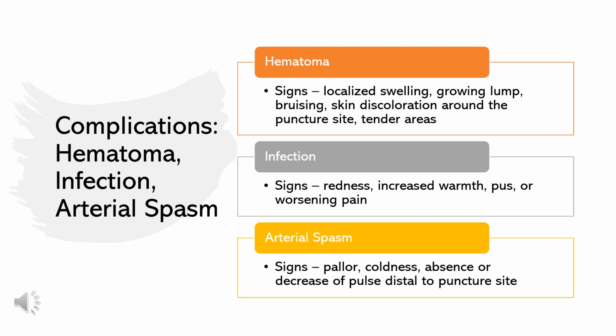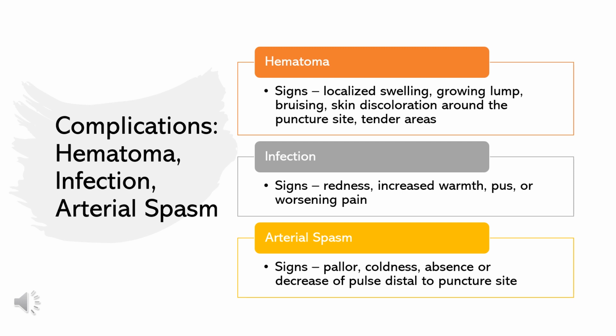You need to recognize symptoms such as pallor, coldness, and absence or decrease of pulse distal to the puncture site because these indicate an arterial spasm. Apply warm compresses cautiously to dilate the artery if permitted by the healthcare provider. Use pulse oximetry and tactile assessment to frequently monitor arterial blood flow. Keep an eye out for the reestablishment of normal color and warmth.